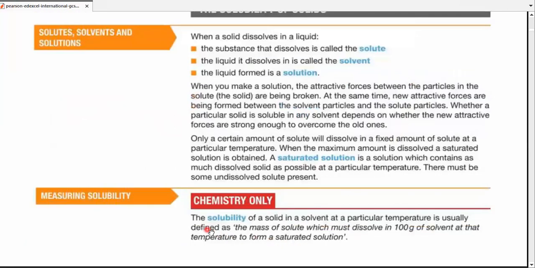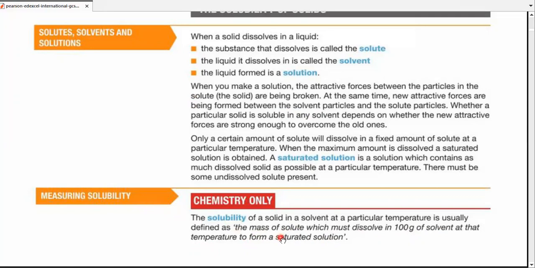All right. The proper definition of the solubility of a solid in a solvent or a liquid at a particular temperature is the mass of solute in 100 grams of solvent at a specific temperature to form a saturated solution. As in science, we specify things. The solute is measured according to its mass. The solvent is always 100 grams. We form a saturated solution at a particular temperature. That's how we define solubility.